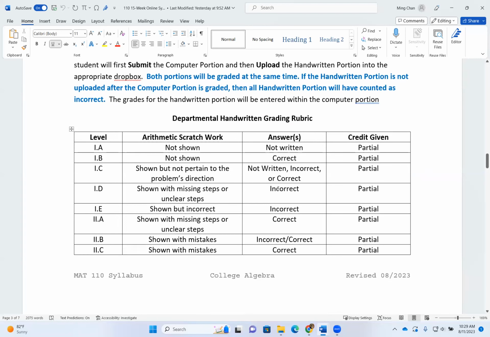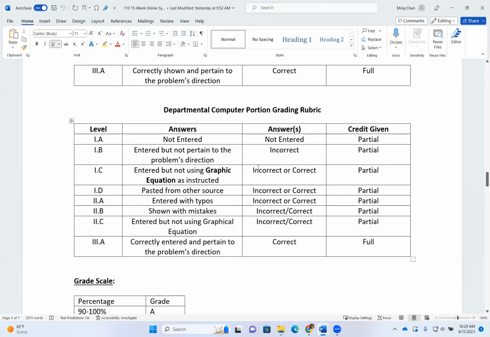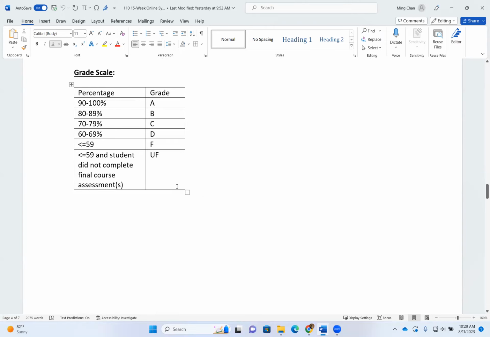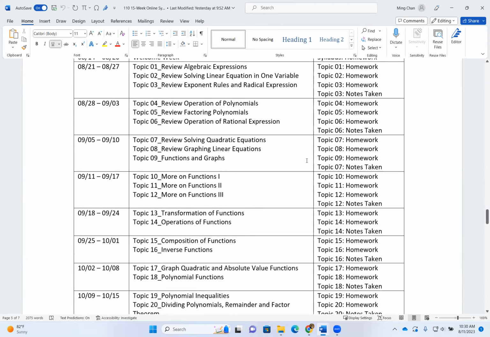All right, here is the departmental grading handwritten rubric, and this is another grading rubric for the computer portion. Here are your grading scales. We're on a 10-point scale. The weekly outline is basically the same as the table of contents in D2L. It shows you what topic will be covered every week and what graded assignment you're supposed to turn in.